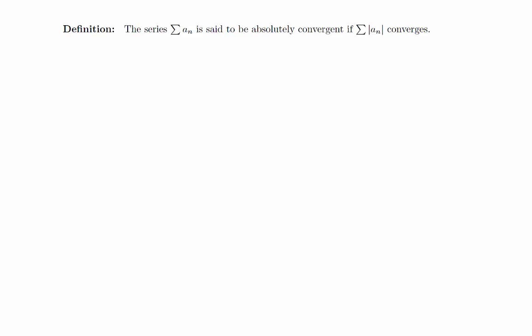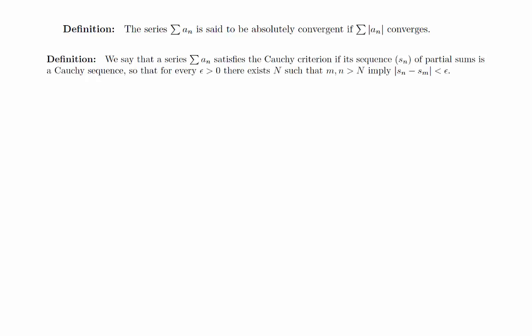Here's a useful property that we get from our knowledge of sequences. Definition: we say that a series sum of a sub n satisfies the Cauchy criterion if its sequence s sub n of partial sums is a Cauchy sequence, so that for every epsilon greater than 0, there exists a capital N such that n greater than m greater than capital N implies that the absolute value of s sub n minus s sub m is less than epsilon. We use the Cauchy concept for sequences because it's hard to know what the sum is going to converge to.